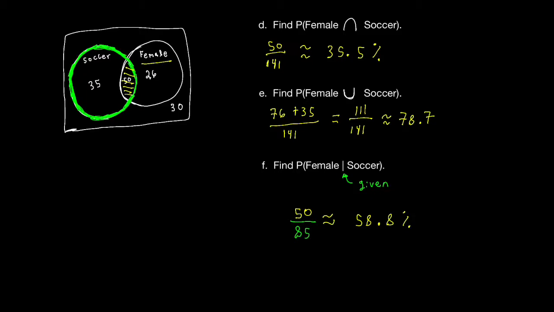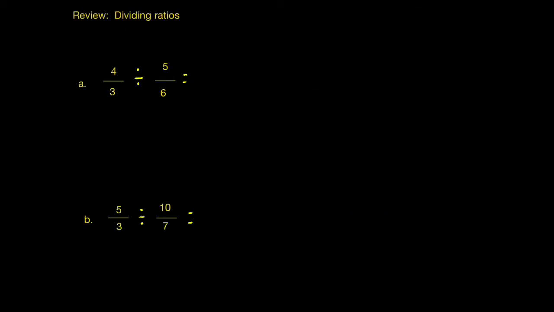Alright, so since this was a representation of male or female, these 35 are the males that decided to choose soccer as their favorite sport. So that's it for the Explore. Let's now dig in on reviewing how to divide ratios.